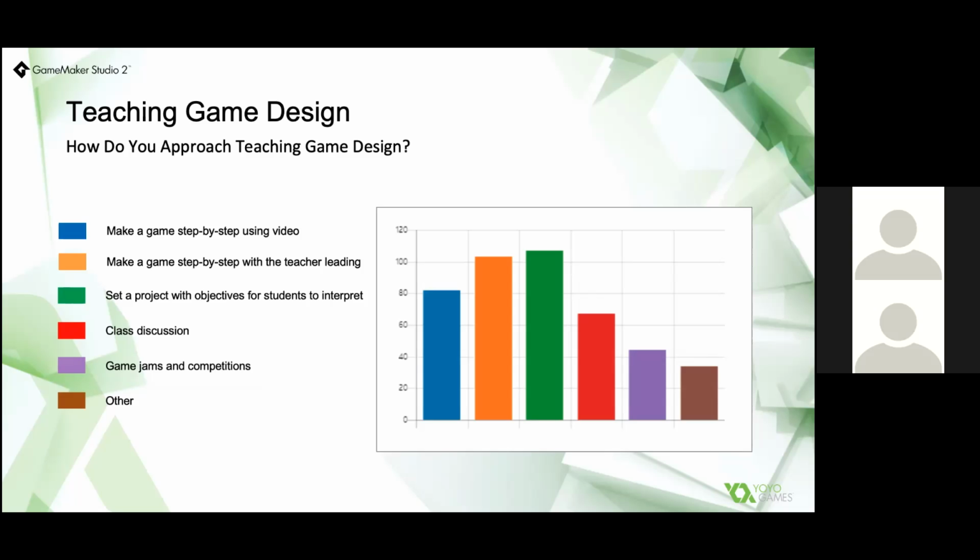Then in orange, making a game step by step with teacher leading, where the educator provides guidance on the teaching of code to fulfill the school curriculum, and this is reinforced with step-by-step tutorials. It comes with an assessment structure and homework. This is the approach taken by our educator resources and will require the educator to run online tutorials to go through the slides. In green, we have the approach of setting a project for students to interpret.